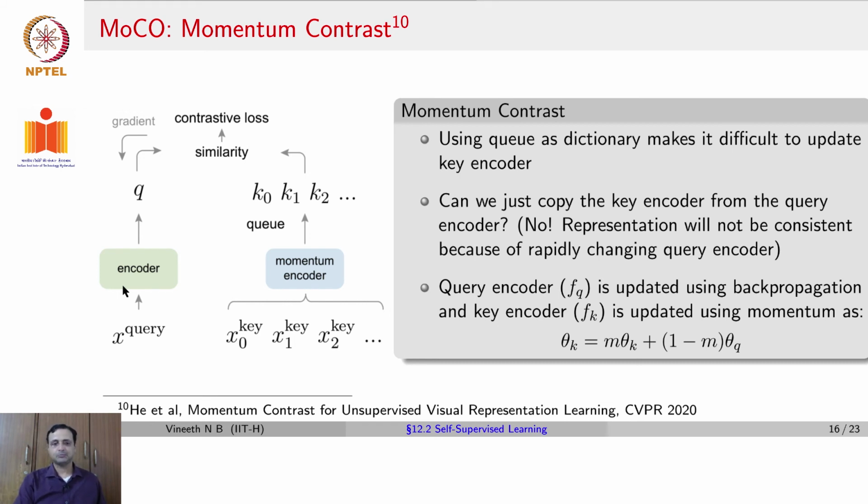So the task in both the encoders is slightly different, and that's why two different encoders to get the corresponding embeddings. While the query encoder is updated using normal backpropagation, the key or the momentum encoder is updated using a momentum concept where theta k, the parameters at a particular iteration, is m theta k plus 1 minus m theta q, where theta q comes as the parameters of the query encoder. So that's the idea that's used here to update both the query encoder and the momentum encoder.